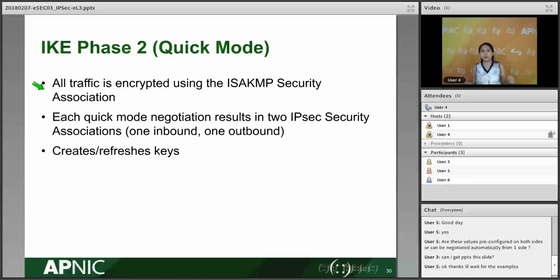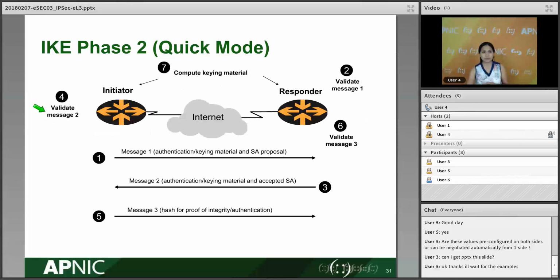Each quick mode negotiation results in 2 IPsec security associations. Remember that I mentioned earlier that you need inbound and outbound security associations to complete the full exchange. You can achieve that here easily. So that is where you establish phase 2. Won't go through the detail here because the idea is pretty much the same. So these are the steps. You have the key materials, and then accept, and then send the proof of identity, authentication materials, etc. And then that's it.